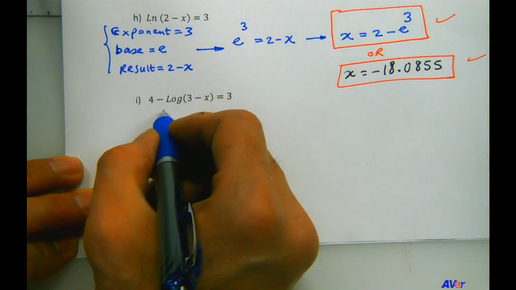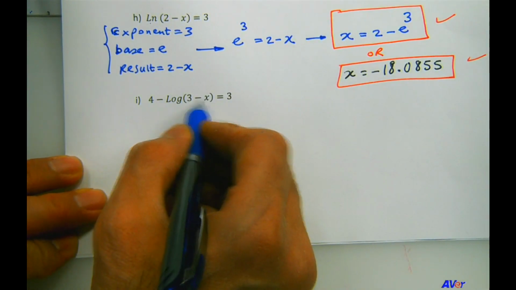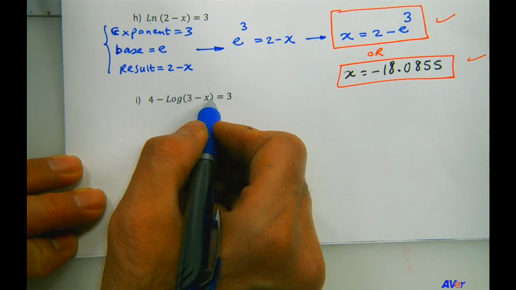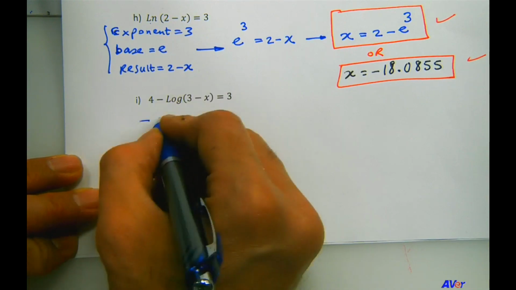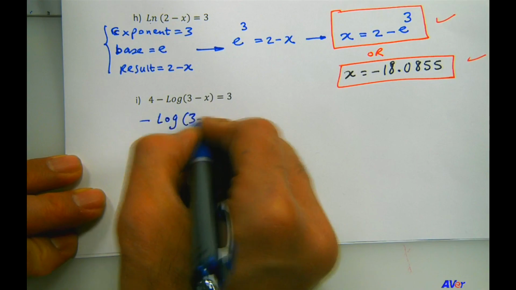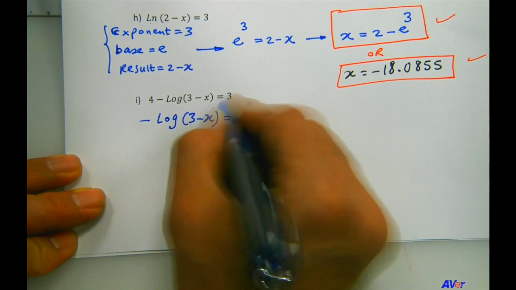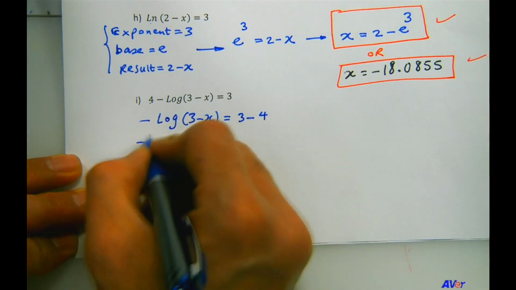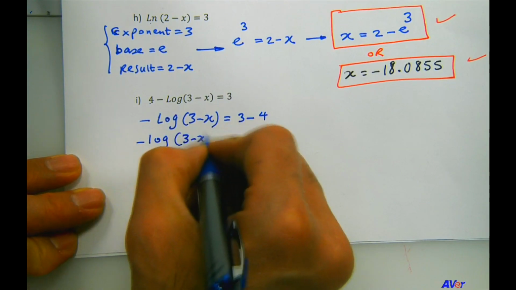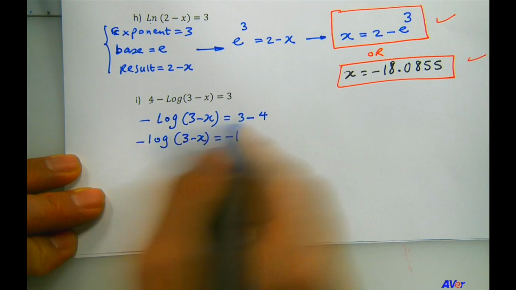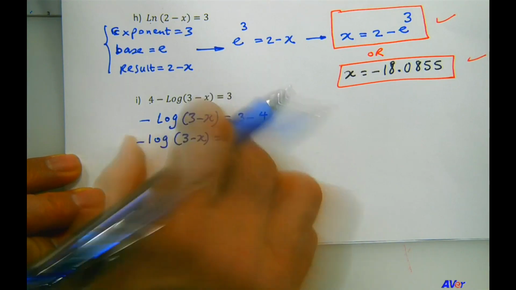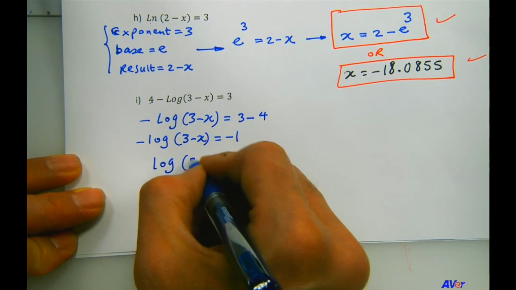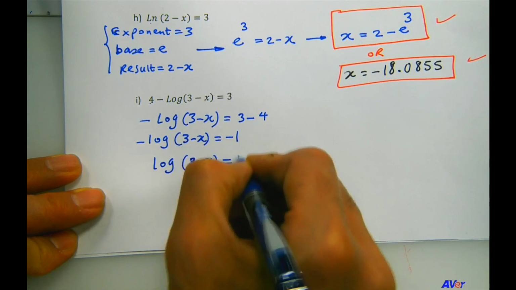Okay. All right, so here we're solving for x. So we need to isolate the expression that has an x in it. Right, let's do that. So we have minus log of 3 minus x equals 3 minus 4, right? Moving the 4 to the other side. Then we're going to end up with minus log of 3 minus x equals minus 1. And cancel the negatives from both sides because everything is just one term on this side, one term on that side. So we can say log of 3 minus x equals 1.